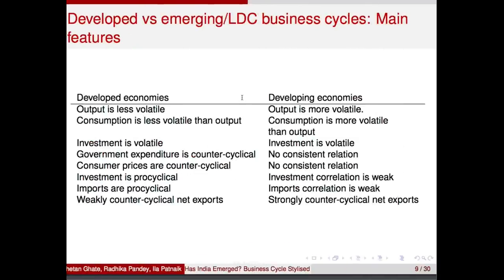In addition to these basic differences in the business cycle features, we also find that there are other differences related to investment, imports, and exchange rate related to developed and developing economies. In developed economies, investment is highly pro-cyclical and it co-moves with output, while in developing economies, we do not find a consistent relation between investment and output. Same relates to imports. Imports are highly pro-cyclical in developed economies, while we do not see a consistent relation between imports and output in developing economies. Also, if we look at government expenditure, it is countercyclical in developed economies, while there is no consistent relation between government expenditure and output in developing economies. So we see that there are some basic differences in the business cycle features of developed and emerging economies.